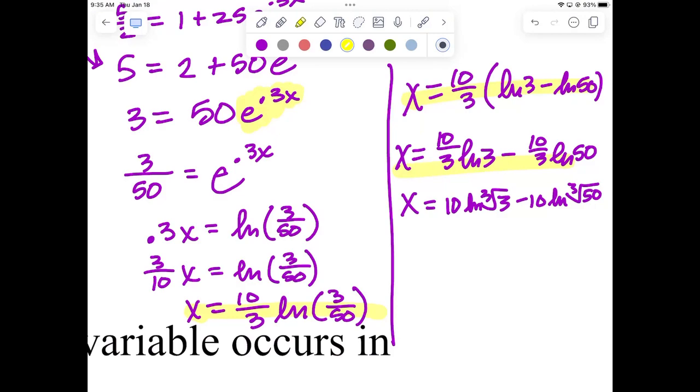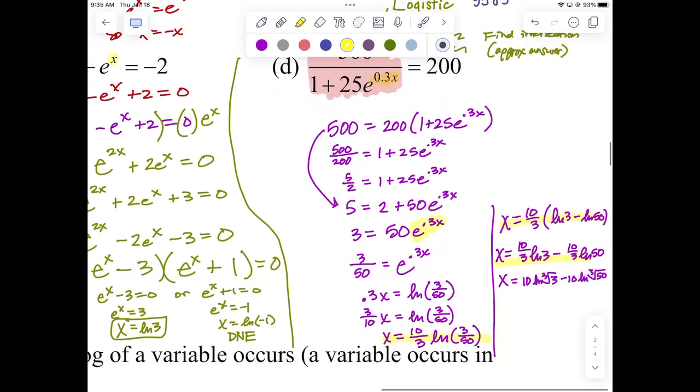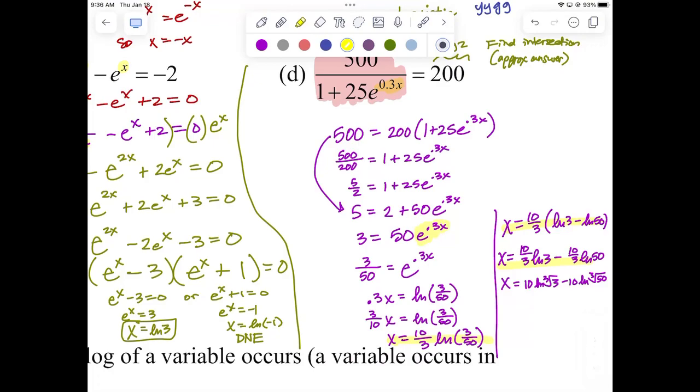I don't know if I'd bring the 1/3 up and call it the cube root. The whole purpose of logs is to make things simpler looking and smaller numbers, not bigger numbers. So 10/3 natural log of 3/50. That is the exact answer. We don't need the calculator anymore to find the point of intersection. We're advancing in our skill set.